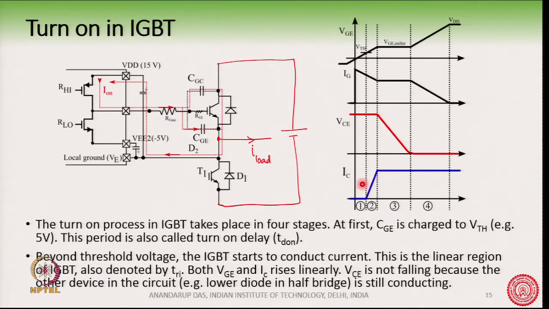Okay. Now, one thing to observe here is that VCE during this time, during this stage 2, is not falling away. Why is VCE not falling? Because of the total current, the current which is flowing through the IGBT, this is the IC current here, not this one, this is the current IC here.